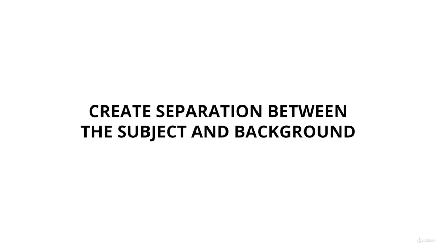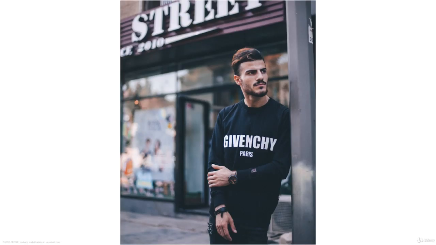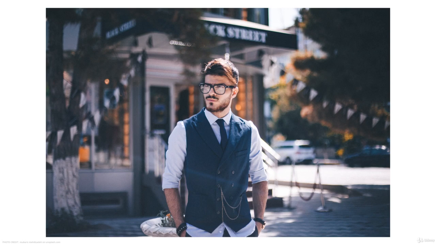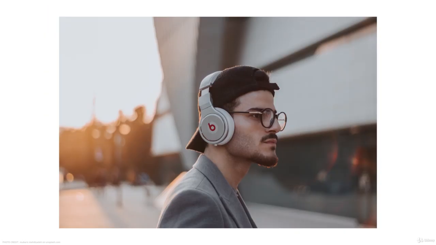Next, create separation between the subject and background with space and focus. This could mean literally having your subject walk further away from the background, or it could mean dropping your f-stop to get a blurrier background. Remember with a shallow depth of field? In the section about focus and depth of field, we have specific lessons on how to get a shallow depth of field. So watch those to learn all the different ways to get that blurry background.